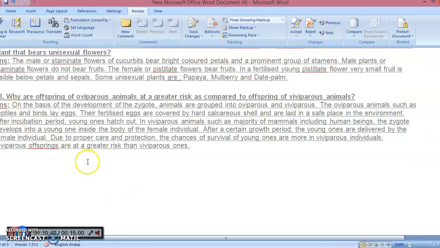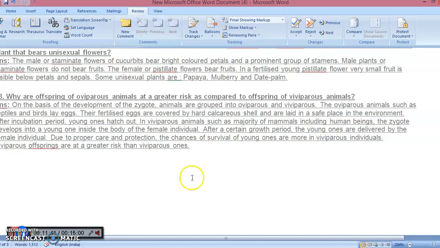Then next one, why are offsprings of oviparous animals at a greater risk as compared to offsprings of viviparous? We know that oviparous animals such as reptiles and birds lay eggs, isn't it? Their fertilized eggs are covered by a hard shell and laid in safe places in the environment, and after an incubation period, young ones hatch out. But in viviparous animals, such as a majority of mammals, including human beings, the zygote develops into the young inside the body of the female. After a certain period of growth, the young ones are delivered by the female parent. Due to proper care and protection, the chance of survival of young ones is more in viviparous individuals. That's why oviparous offsprings are at a greater risk.